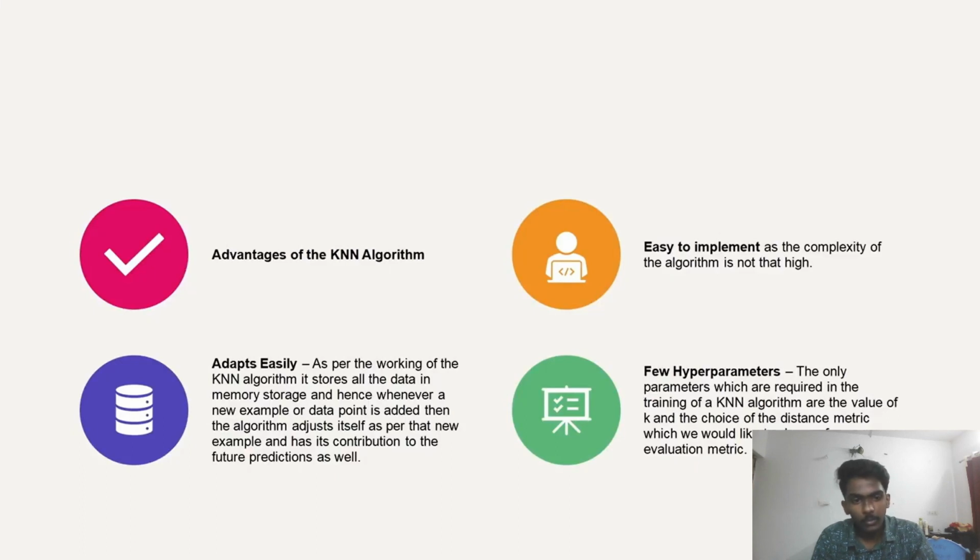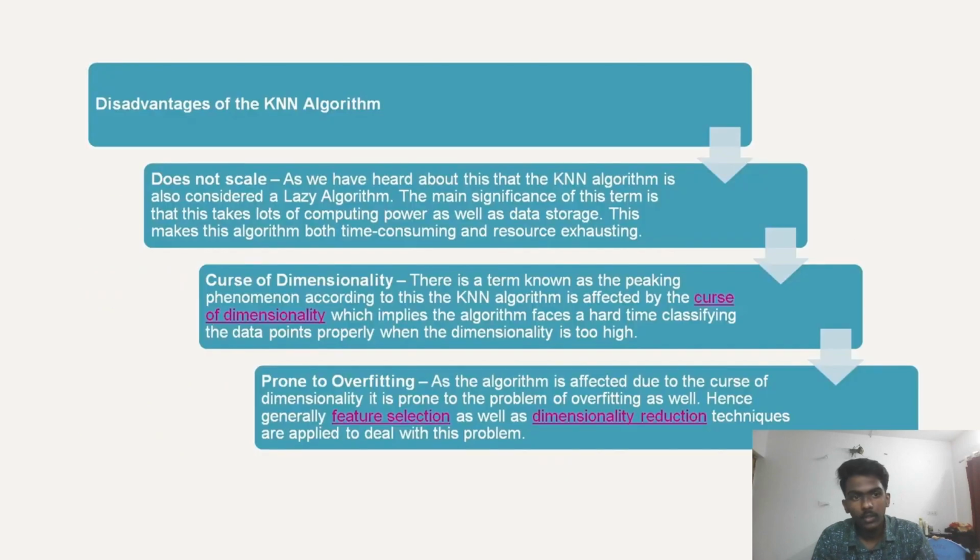Here are some advantages of the KNN algorithm. It is easy to implement, it adapts easily and has few hyperparameters. Some disadvantages of the KNN algorithm are that it does not scale since it is a lazy algorithm, the curse of dimensionality, and it is prone to overfitting.